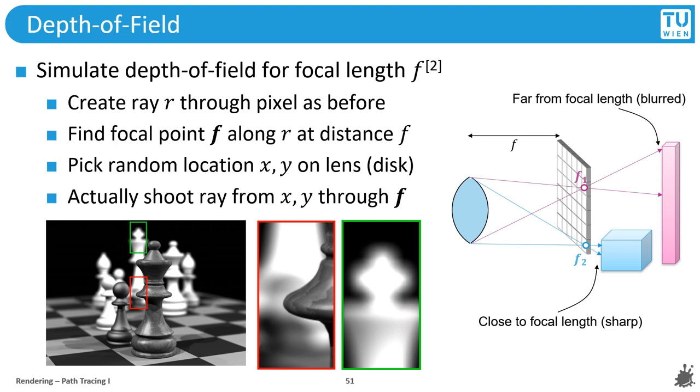For a depth of field effect, we can simulate the focal length of a specific camera lens. The way to do this in a path tracer is to first create a ray through the pixel, as we did before, but then choose a focal point along the ray at a fixed distance f. Next, we pick an origin on a disk at distance 0, which simulates the lens of the camera, and then trace the ray from the origin location through the focal point into the scene. This effectively adds a circle of confusion for objects depending on their distance from the focal plane.